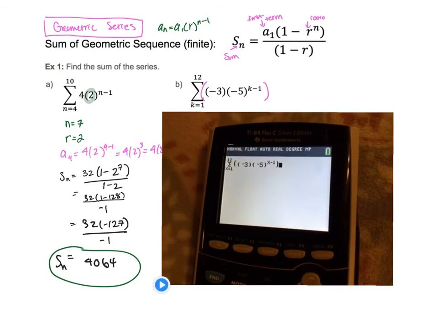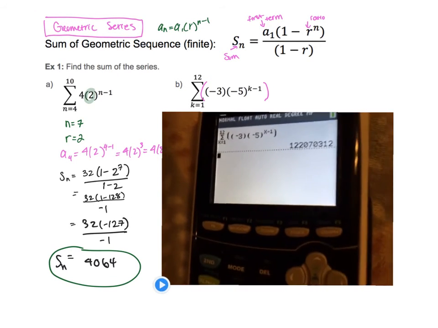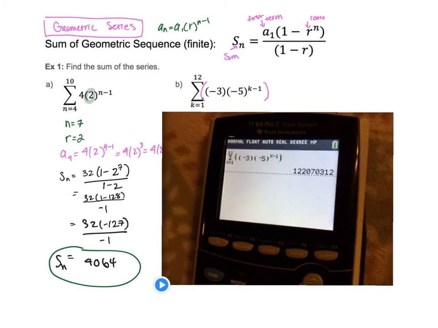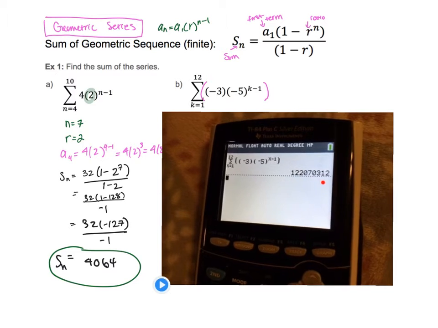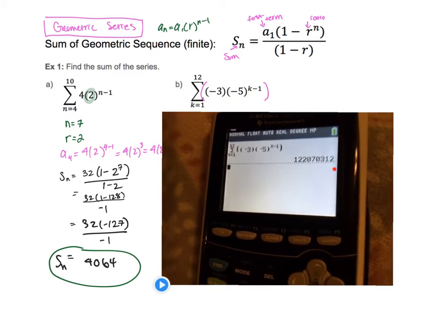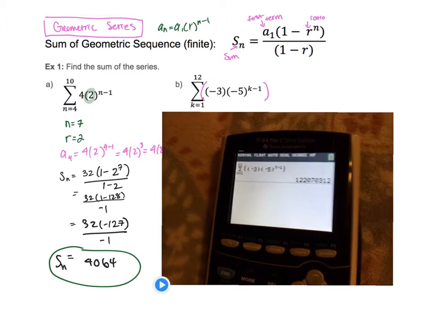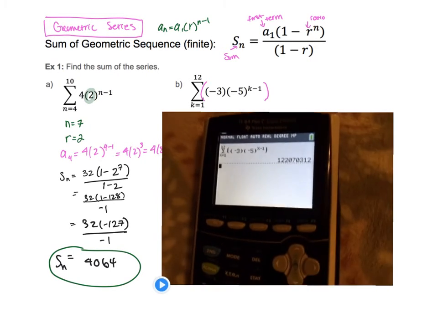Now we're going to hit enter. And boom, we got our number here, our sum. So I'm going to take that number and put that into my answer here. That's how much we get when we add up all the terms.